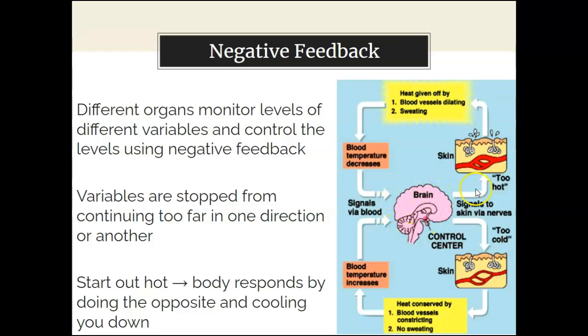So ideally, normal condition, and your brain is able to monitor this in negative feedback loops by doing the opposite of what is happening currently. So if it's too hot, it does things to cool it down, right? Too hot, it does things to cool it down. That's an opposite reaction, okay?